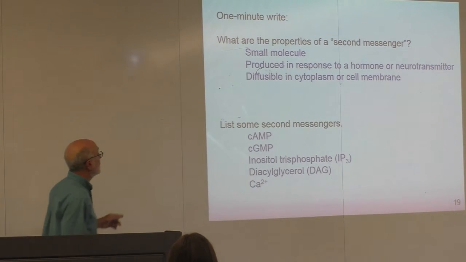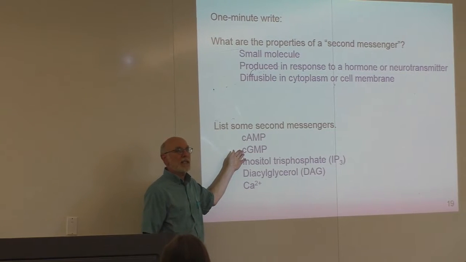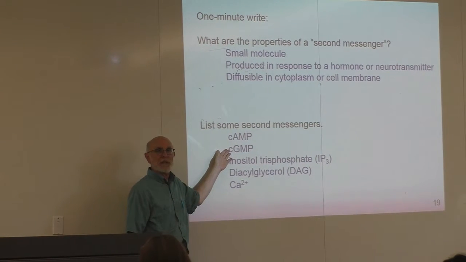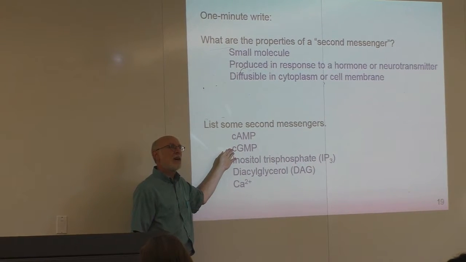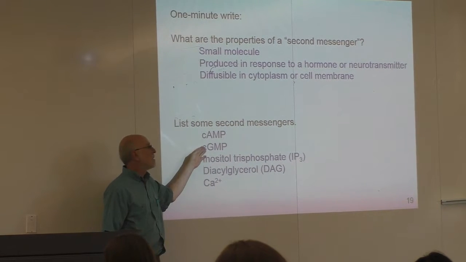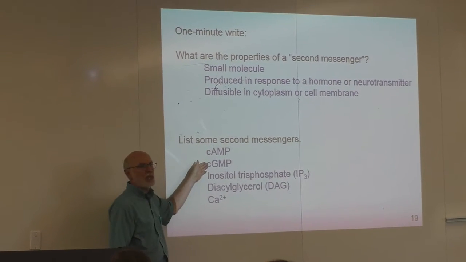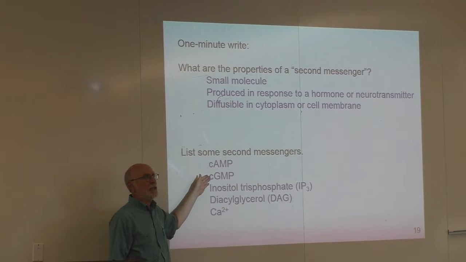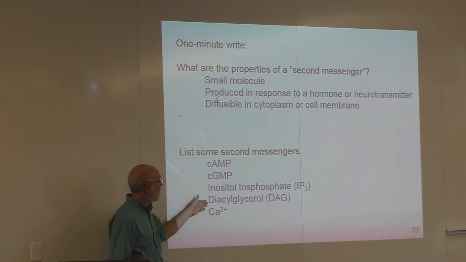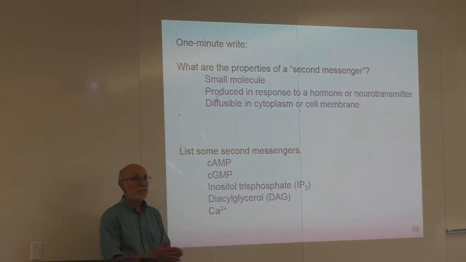Oh, cyclic GMP. We haven't talked about cyclic GMP, but it is a second messenger. We probably won't talk too much about cyclic GMP. Cyclic AMP is canonical. Cyclic GMP is another second messenger. But we talked about IP3, diacylglycerol, and calcium.